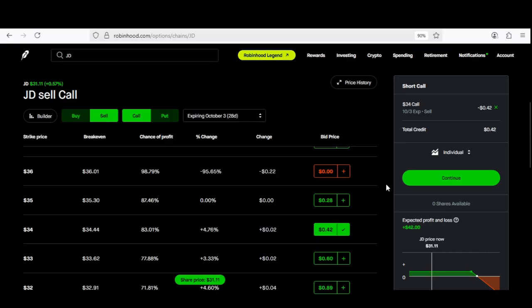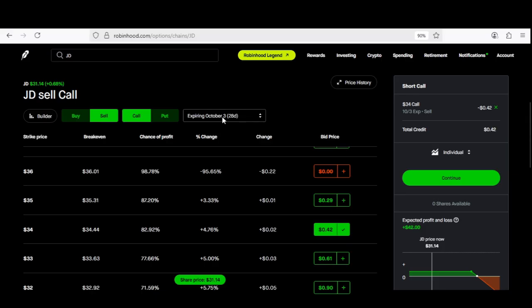Now, with the $34 strike price, we're going to get paid, and that's what we're here for, to get paid consistently. The amount of money I'm going to get paid is going to be 0.42 or $42. Once again, you multiply your 0.42 by 100, that's going to give you $42. Now, how does this trade work out? Or rather, your exit strategies.